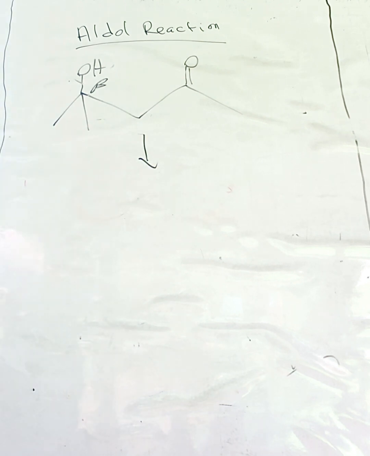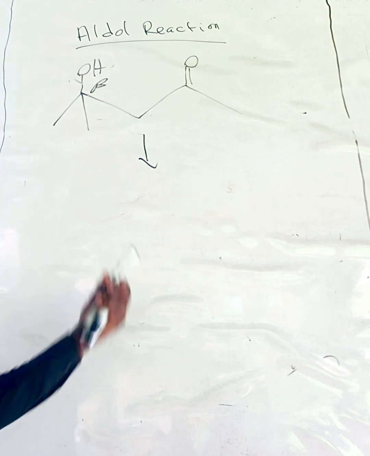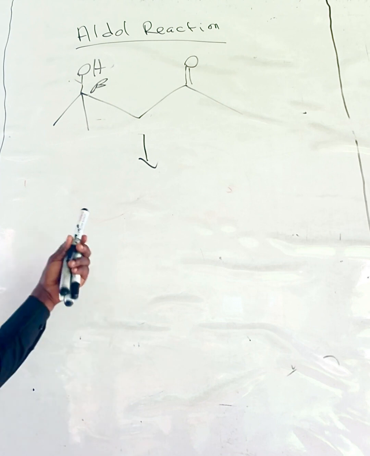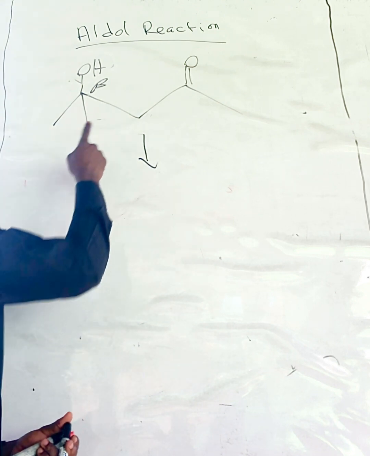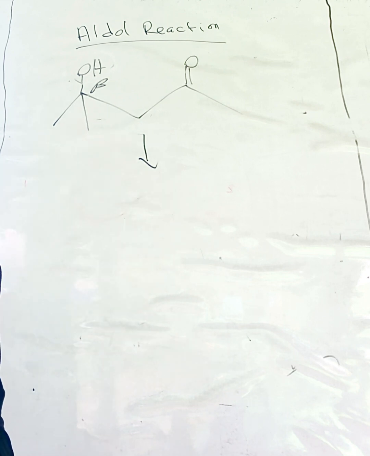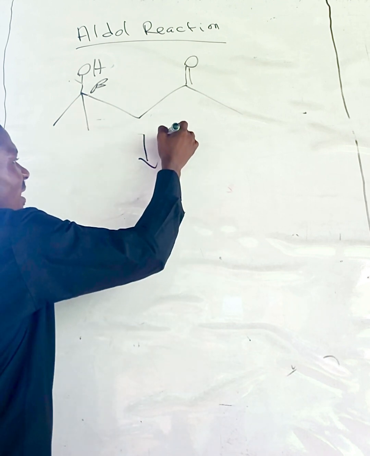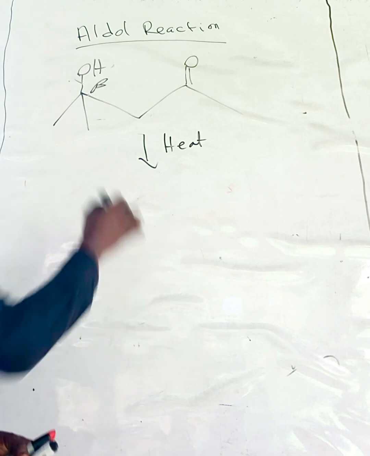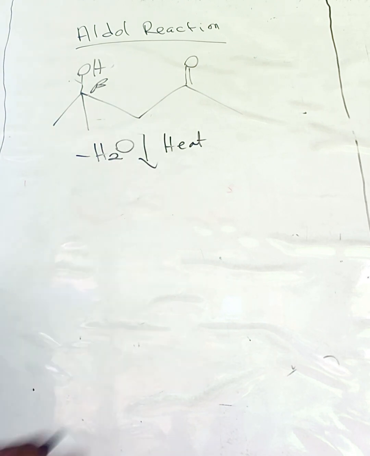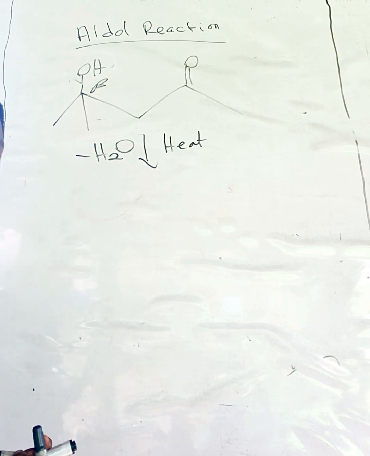As I said, condensation has to do with the removal of water from a system. Now, to get a condensation product, we need to be able to remove water from this system. How do we do it? We do this by the application of what? Heat. When we apply heat to this system, we end up removing what? Water from the system. And with the removal of water here, you have to be very careful with how you do it.